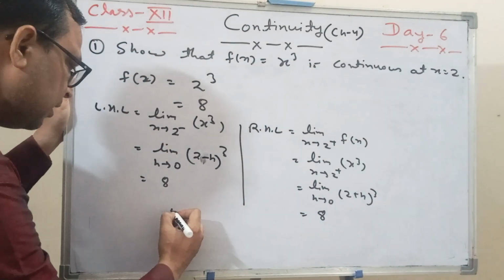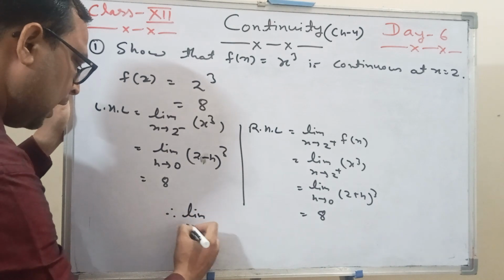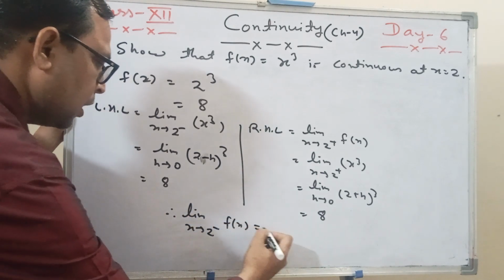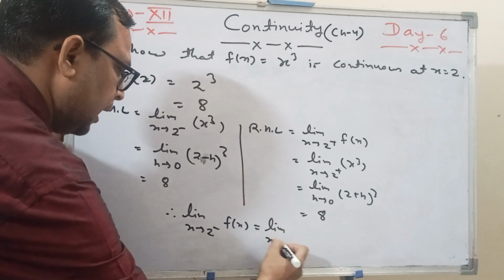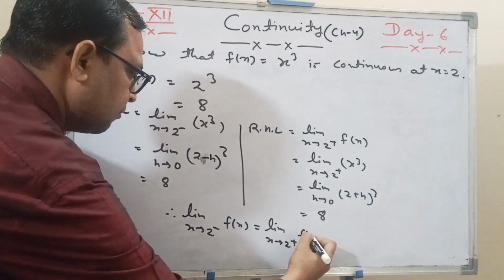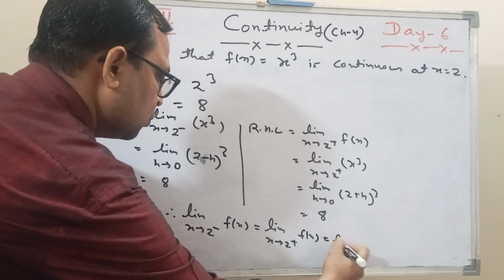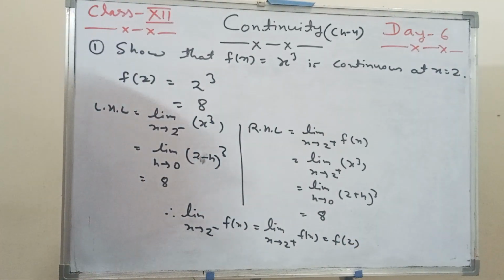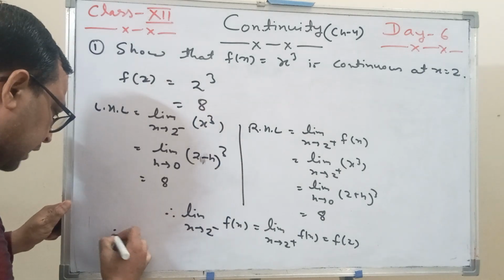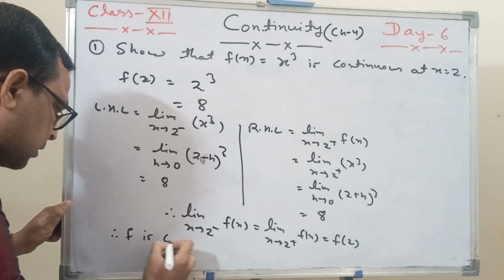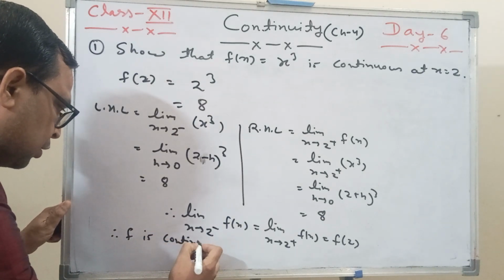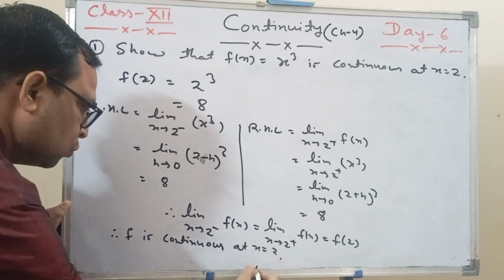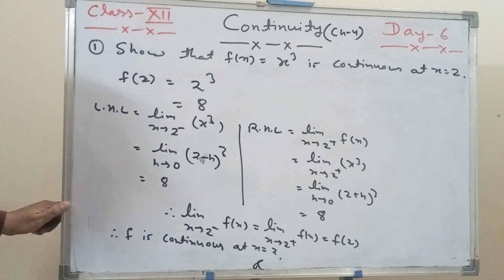Now we observe here limit x extend to 2 minus f(x) equals to limit x extend to 2 plus f(x), and is it equals to f(2). All three are equal to each other. Therefore we can say that f is continuous at x equals to 2. So now this is the answer.